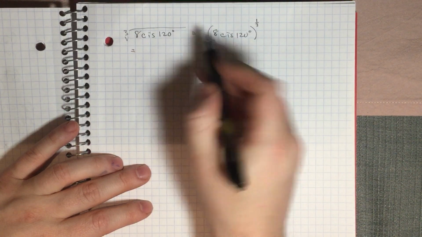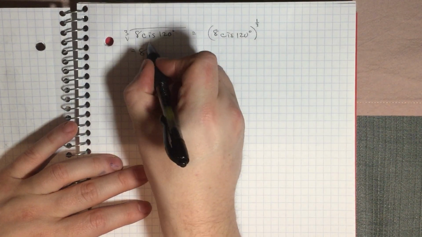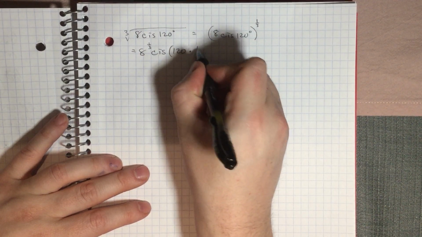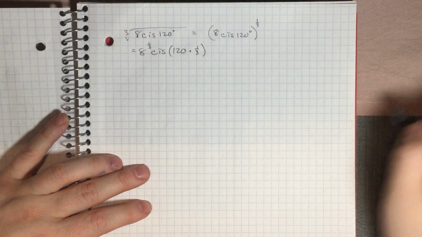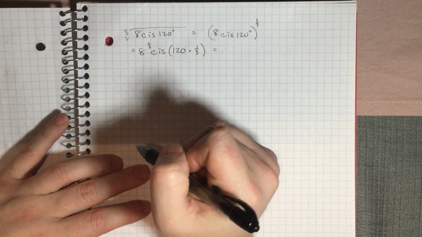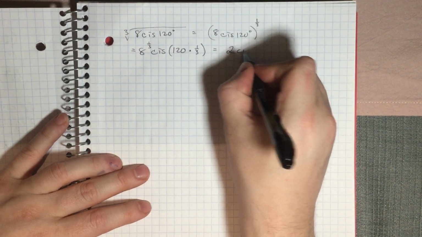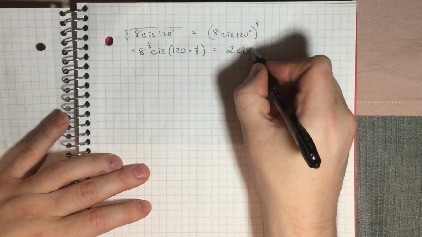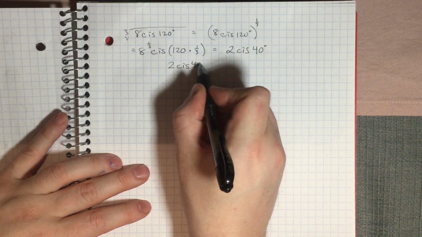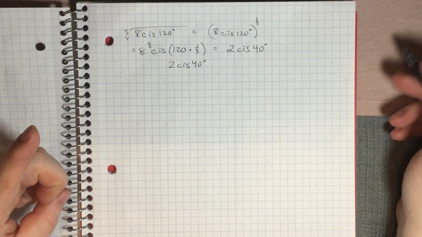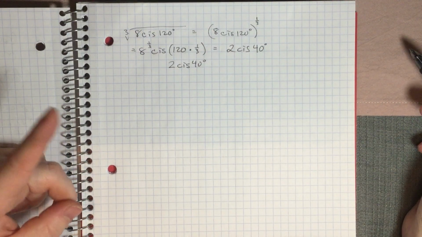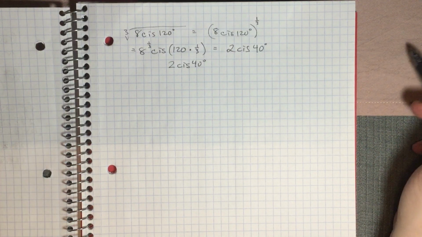So all we got to do is raise 8 to the 1/3, and then we have to take the angle times the exponent, so 120 times 1/3. Now 8 to the 1/3 means the cube root of 8, and we all know the cube root of 8 is 2. And then 120 times 1/3, that's 40 degrees. So it turns out that 2 cis 40 degrees is actually one of the cube roots of 8 cis 120. Notice I said one of the cube roots.